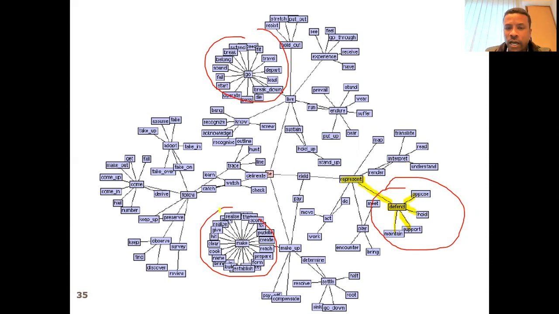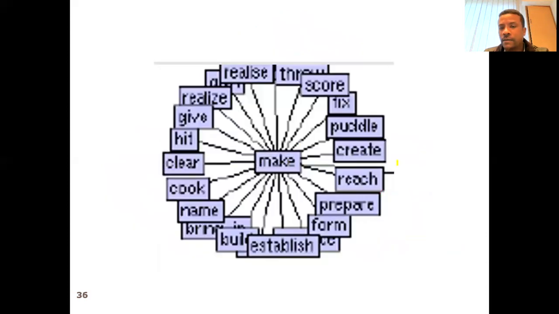But have a look at such a word, the word make. As you can see, it is more condensed. So let's see it in much greater focus. So the word make, it can mean reach, it can mean prepare, establish, build, name, cook. You can say make a dish. It means cook a dish, or cook a meal, or clear, heat, give, realize, score, fix, huddle, create.